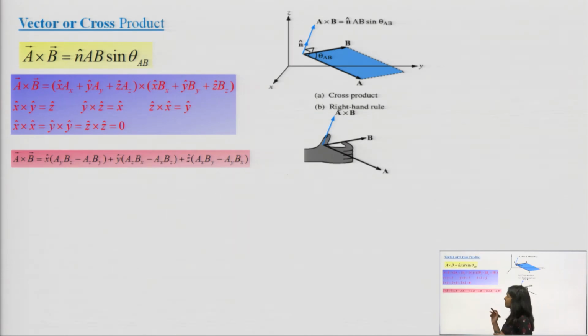Now this is the vector or cross product. We already have seen that the result of the cross product or vector product is a vector. So in the final result also we need to put some unit vector, so that's why n occurred here. However, the scalar or dot product gives a scalar quantity only.